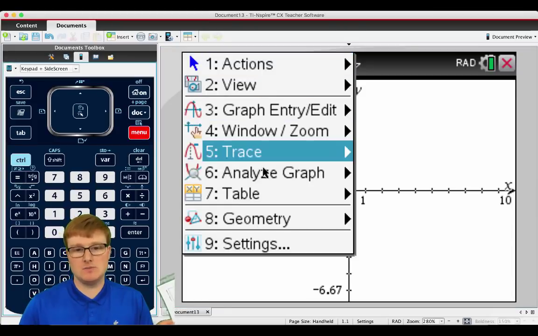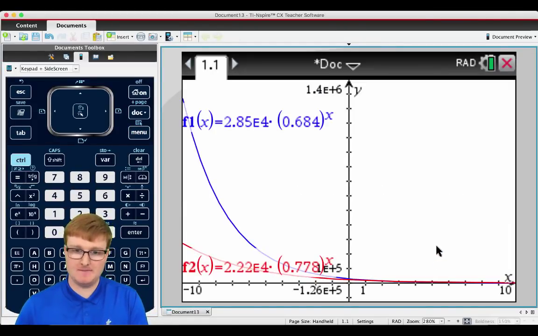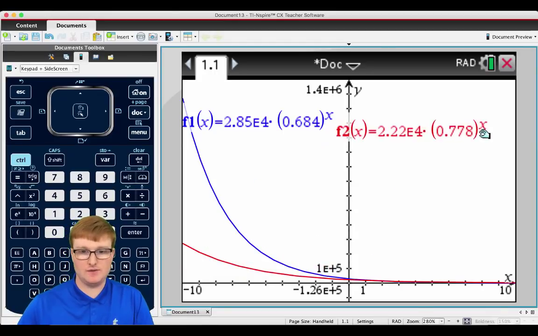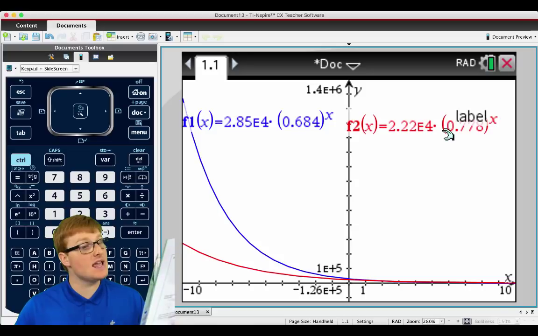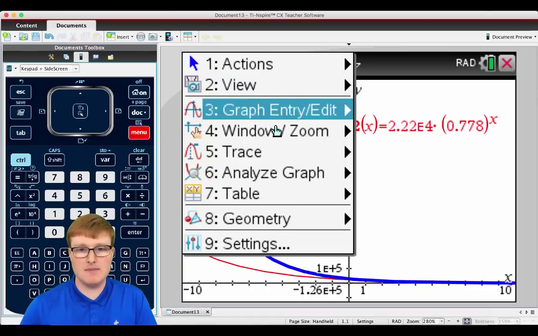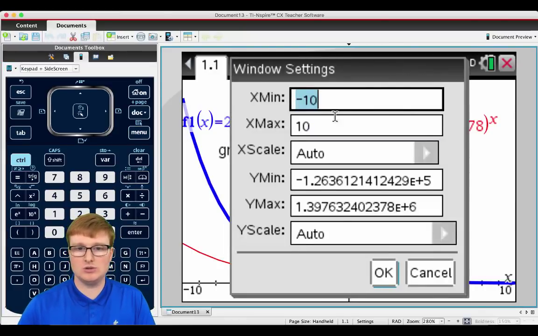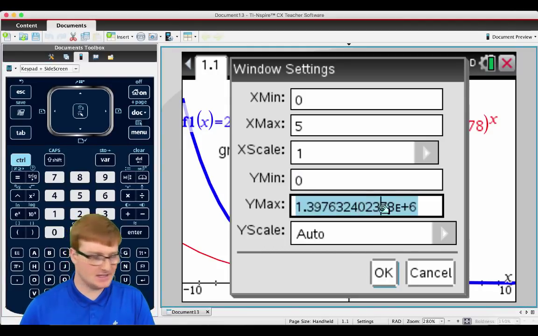So what I'm going to do is go to menu, zoom, and zoom fit it. So that's good. Now, actually, it's saying from 0 to 5. Okay, so let's fix that a little bit. Go to menu, Window Zoom, click on Window Settings. You're going from the X of 0 to 5. I'm going to make the X scale 1. I'm going to make the Y minimum 0. I'm going to make the X maximum.